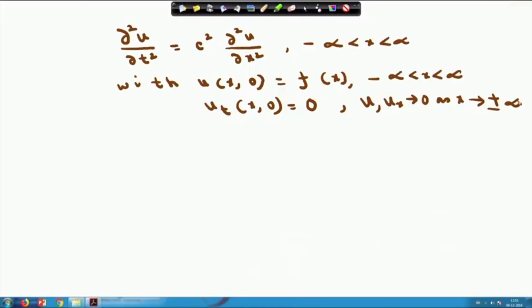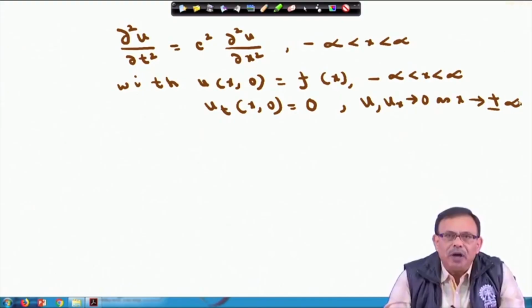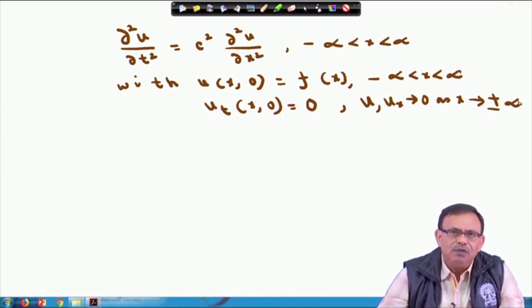Now, let us take another problem and see how to find out the solution of this problem. Let us have a look at this problem. The ∂²u/∂t² equals c² ∂²u/∂x², where x varies from minus infinity to infinity, with the conditions given as u(x,0) equals f(x), u_t(x,0) equals 0, and u and u_x both approach 0 as x approaches plus minus infinity.